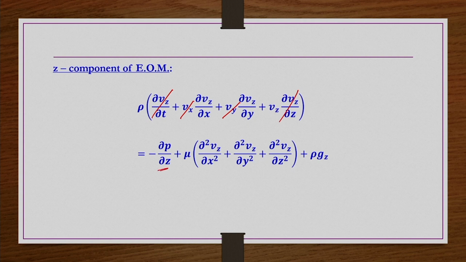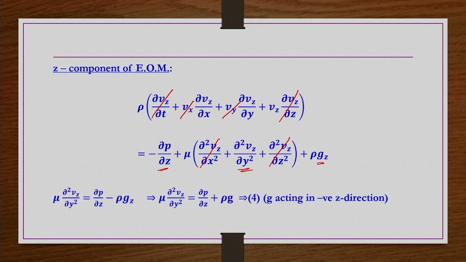The pressure in general we do not know anything, so keep it as it is. Vz is not a function of x, it is not a function of z, so it is a function of y, so we have to retain this term. And the z coordinate is in the vertical direction, so then gz is there.